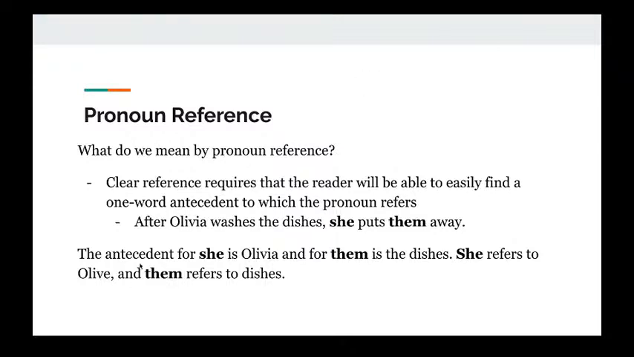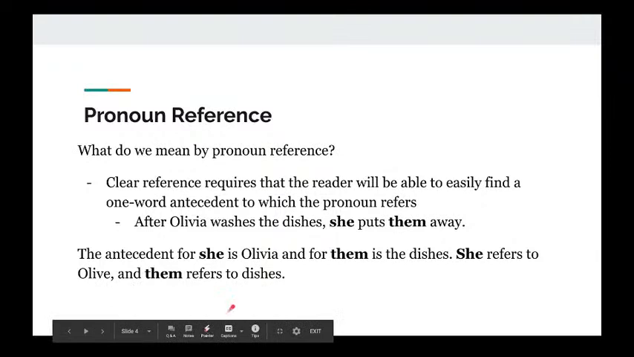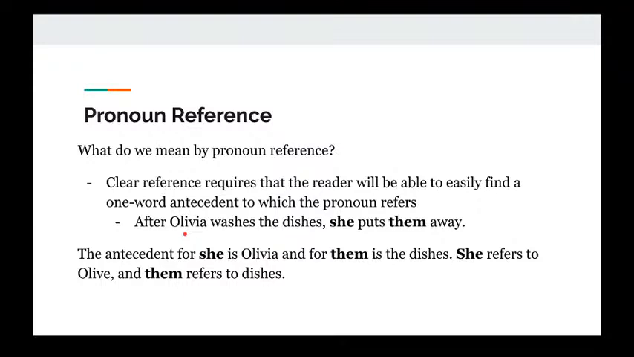By having pronoun reference, it also allows the sentence to roll off easier on the tongue. So rather than saying after Olivia washes the dishes, Olivia puts the dishes away, it's much easier to just read after Olivia washes the dishes, she puts them away. We know what she and them are referring to in the context of the sentence, and it makes the sentence more concise and practical.